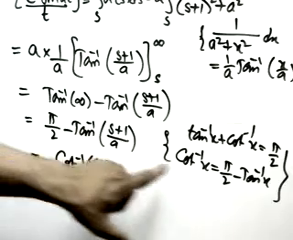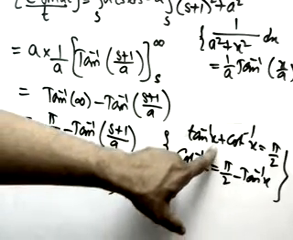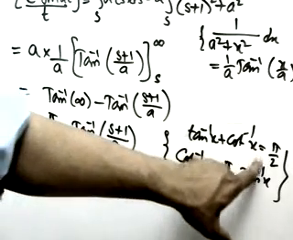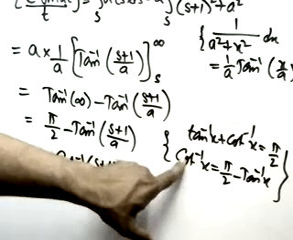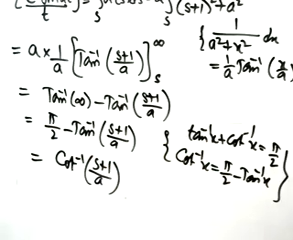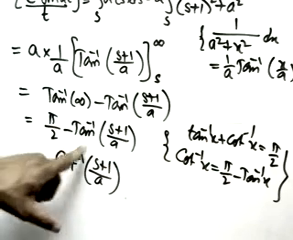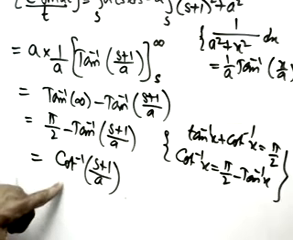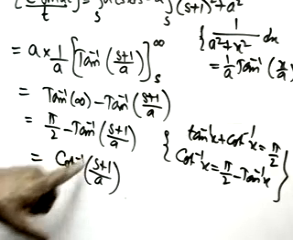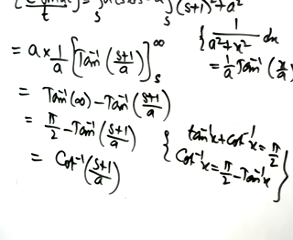Pi by 2 minus tan inverse of s plus 1. We can leave it here, but there is a formula we have in inverse trigonometry: tan inverse x plus cot inverse x is pi by 2. So cot inverse x will be pi by 2 minus tan inverse x. So pi by 2 minus tan inverse x can be written as cot inverse x.